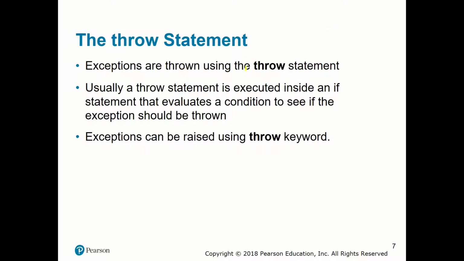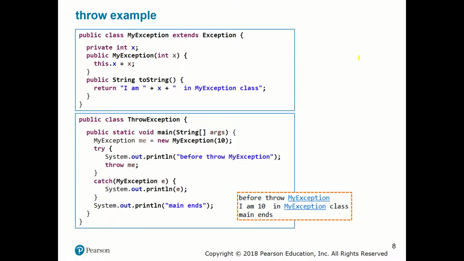Exceptions are thrown using the throw statement. You can make your own exception class and then throw that exception. Usually, a throw statement is executed inside an if statement that evaluates a condition to see if the exception should be thrown. Okay, this is throw, not throws. Throw and throws are different keywords. Exceptions can be raised using the throw keyword. I'll show you this by example. This is a throw example.